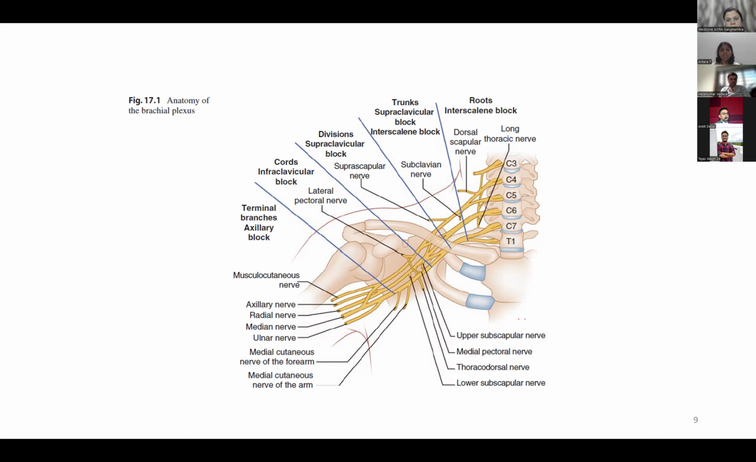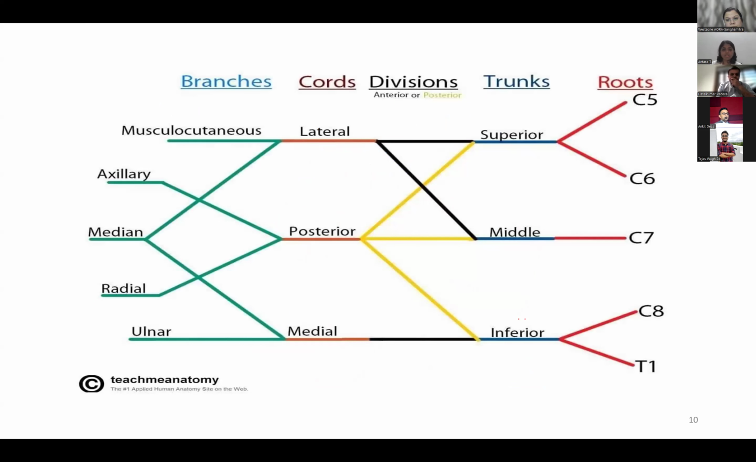Distal to the clavicle, these divisions reunite to form cords. The cords lie in the infraclavicular fossa relative to the position of the axillary artery, and these cords give off terminal branches in the axilla. So this is a more simplified diagram of the brachial plexus, starting from its roots to the terminal branches in the axilla.